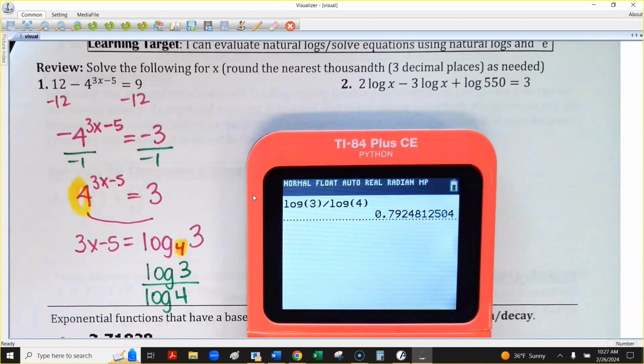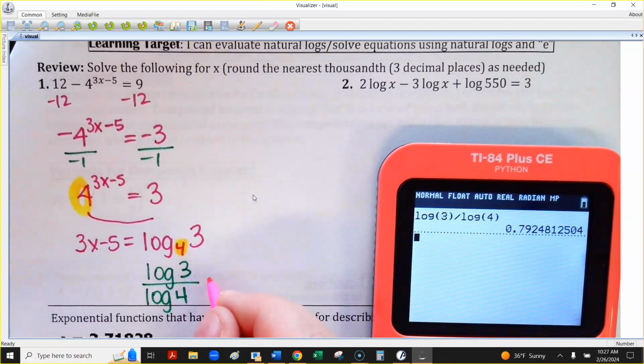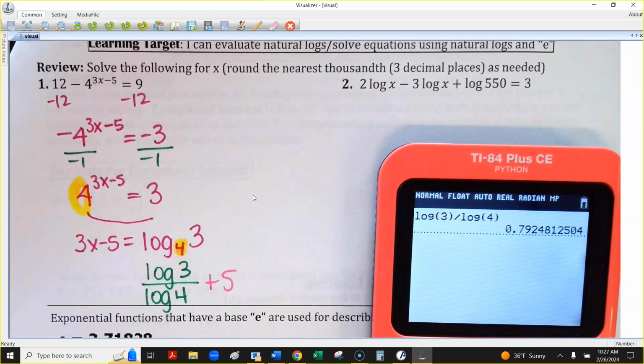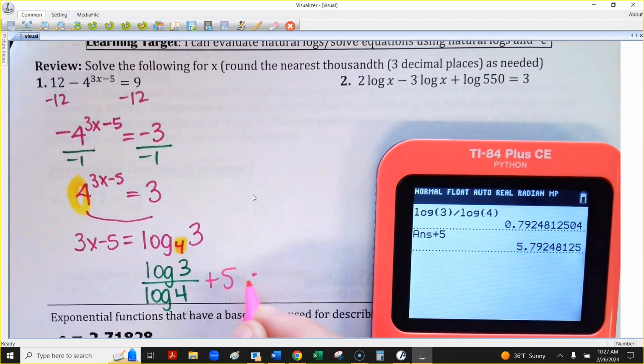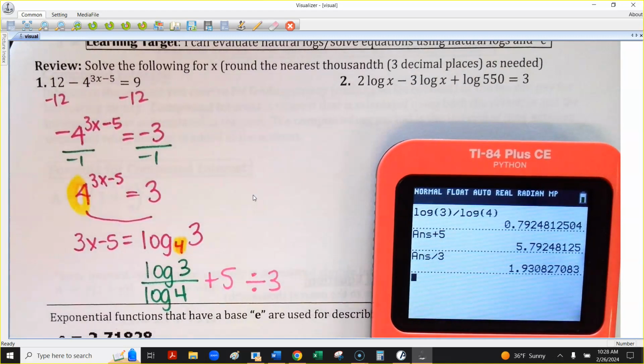Now, from there, my exponent was 3x minus 5, so I'm going to keep going here. I'm going to add 5. I'm just going to do it right on the calculator screen. And then I'll take that and divide it by 3. I'm just doing it right on the calculator screen so we're not rounding multiple times and clouding up our answer.